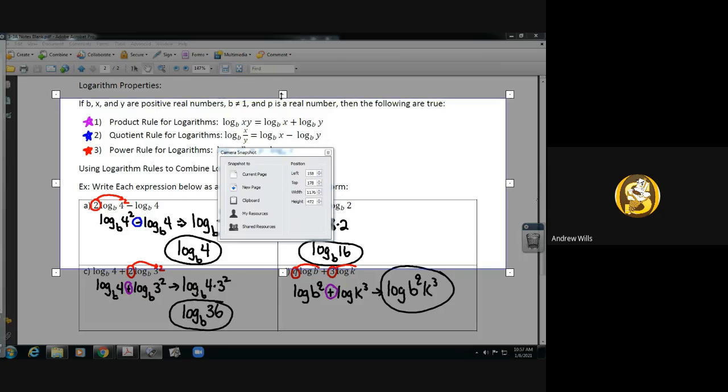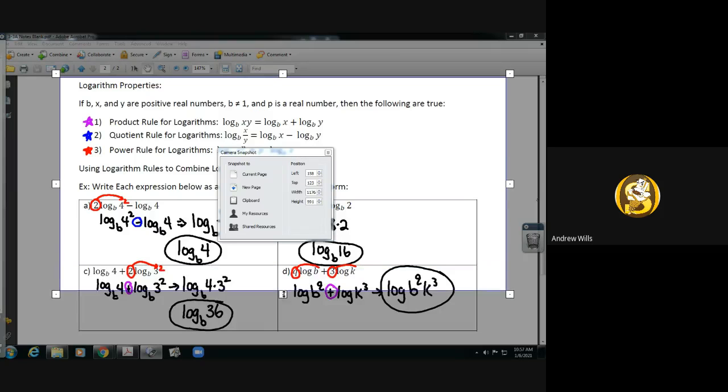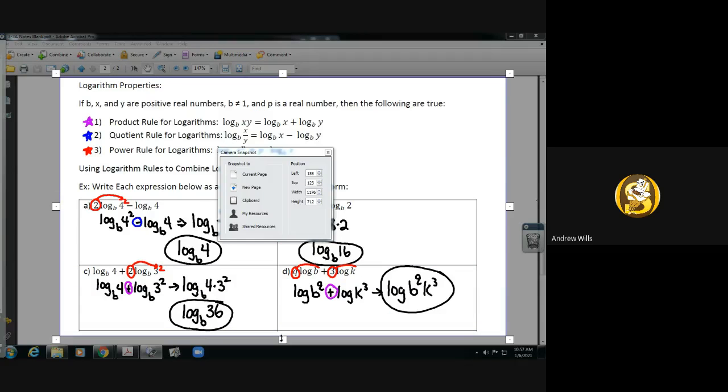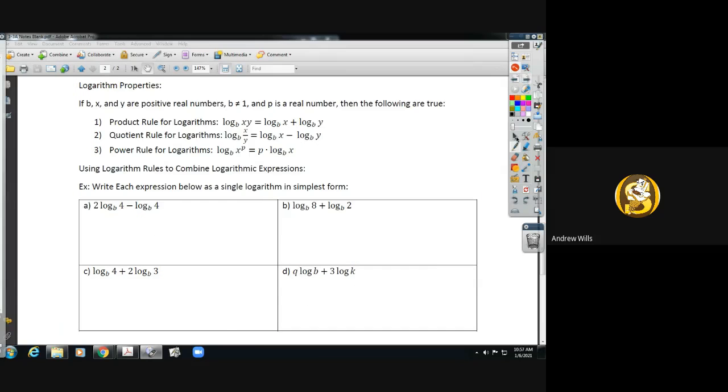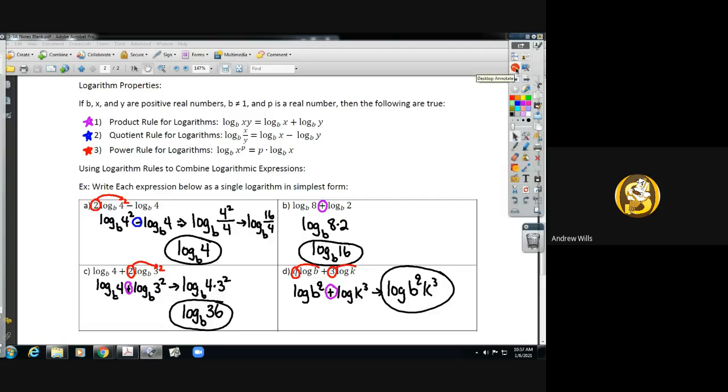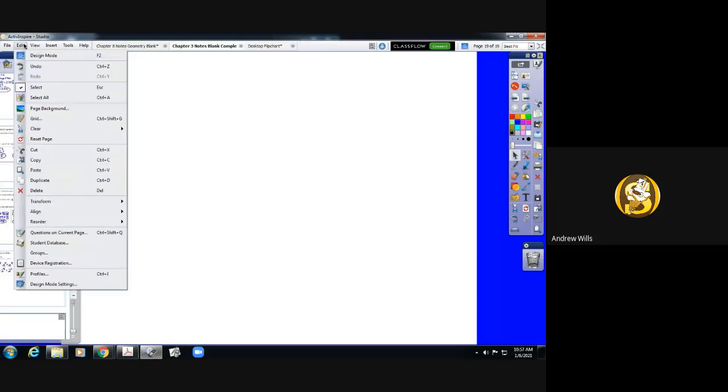I'm going to grab a quick screenshot, and then I'll put it back up there and take questions. If you've got any questions, prepare them while I get this transferred over to our completed notes. Oops, that's not what I wanted to do. There we go. Edit, paste.